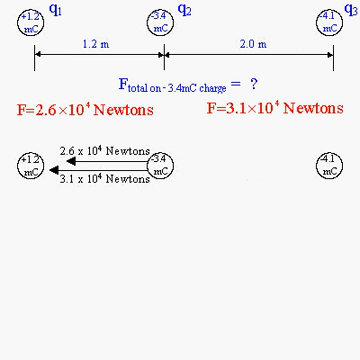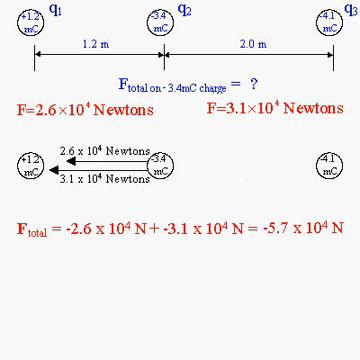Using the general convention that left means negative, the total force then is negative 2.6 times 10 to the 4 newtons plus negative 3.1 times 10 to the 4 newtons, or negative 5.7 times 10 to the 4 newtons. So, the instantaneous electrostatic force on this charge is 5.7 times 10 to the 4 newtons to the left.